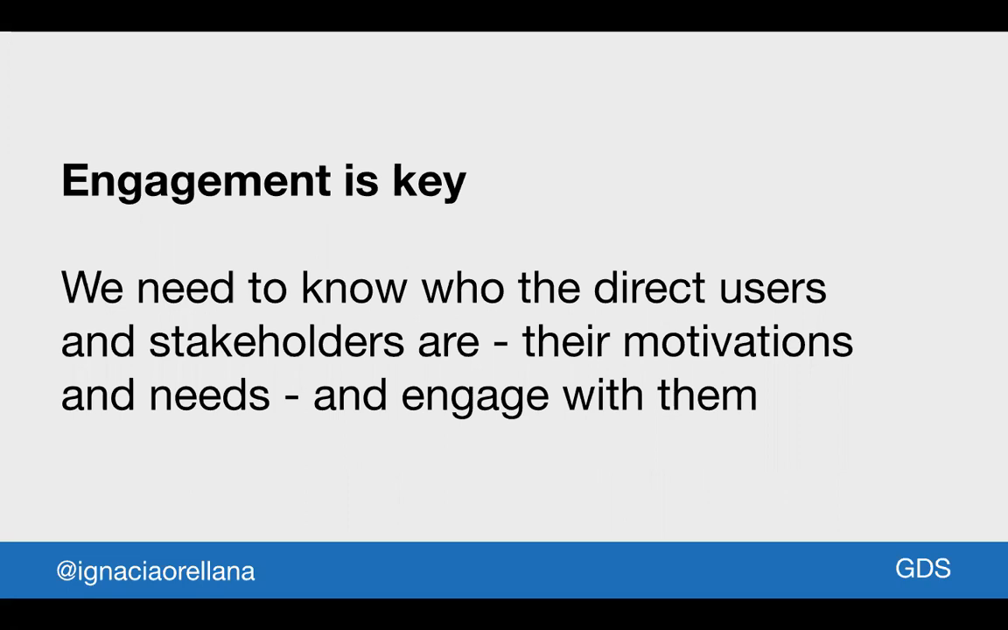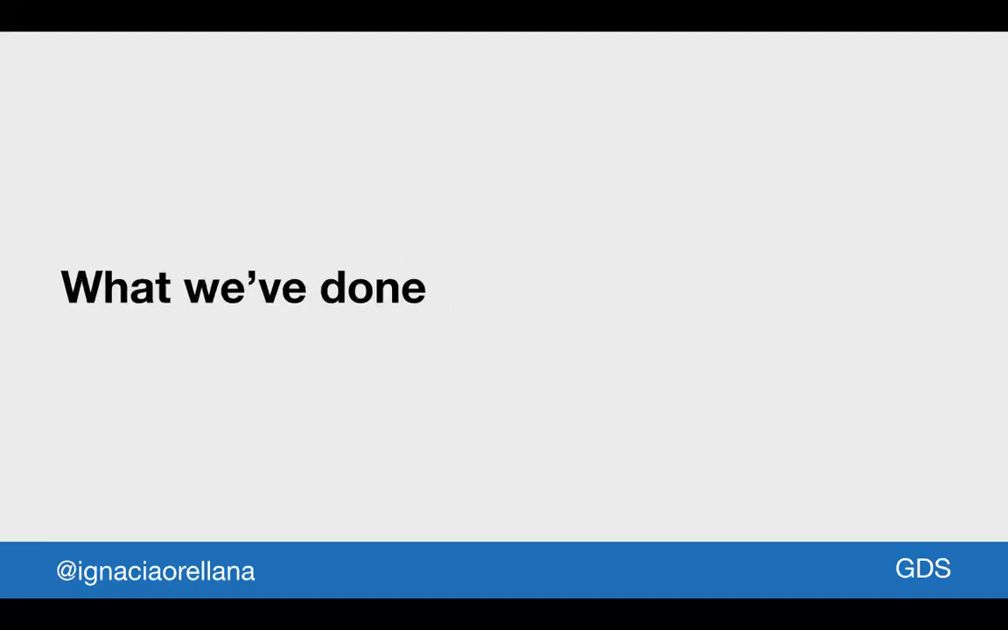We quickly realized that in order to raise awareness in this environment, we need to reach out to the people that would help us at a local level. So we need to know who the direct users and stakeholders are. What are their motivations and needs? And we need to engage them. So these are some of the things that we set up and engage with in order to start reaching out to people across government, working on components or patterns, and getting others outside GDS involved in shaping the system.